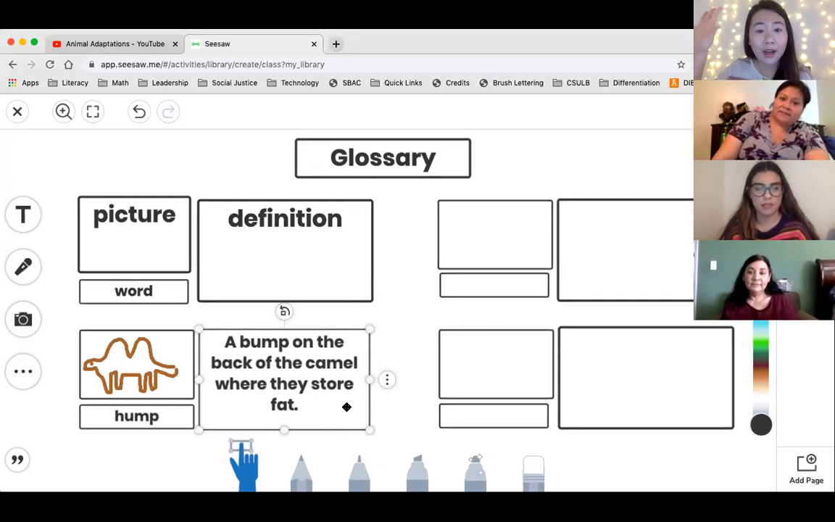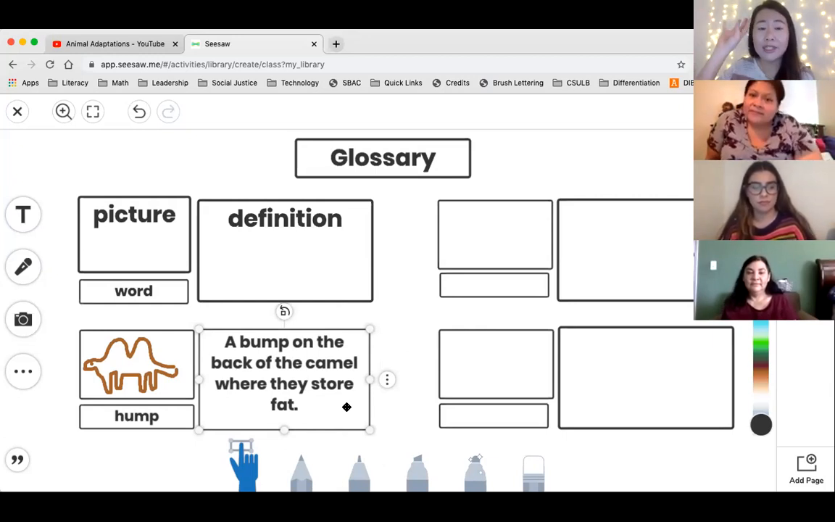And that was a big aha moment too for us because some of us thought it stored water. So I think that's a really good word that you chose because that was a big misunderstanding that we kind of cleared up as we watched the video.